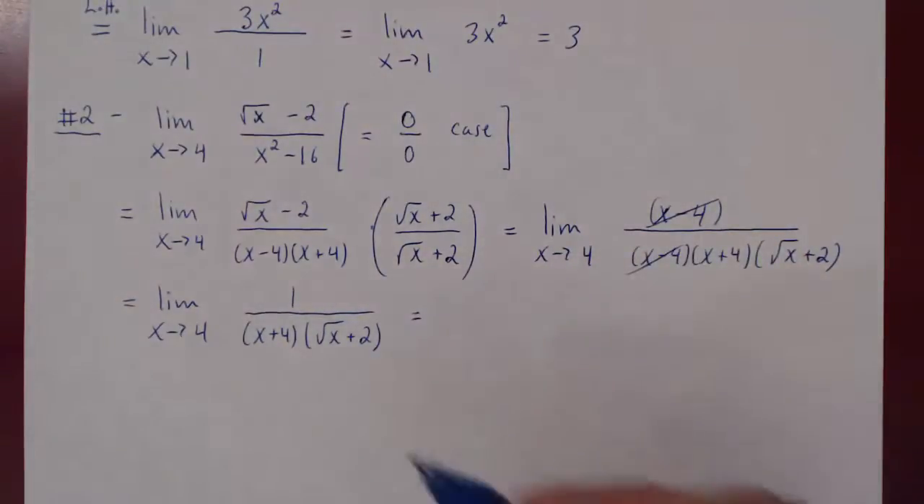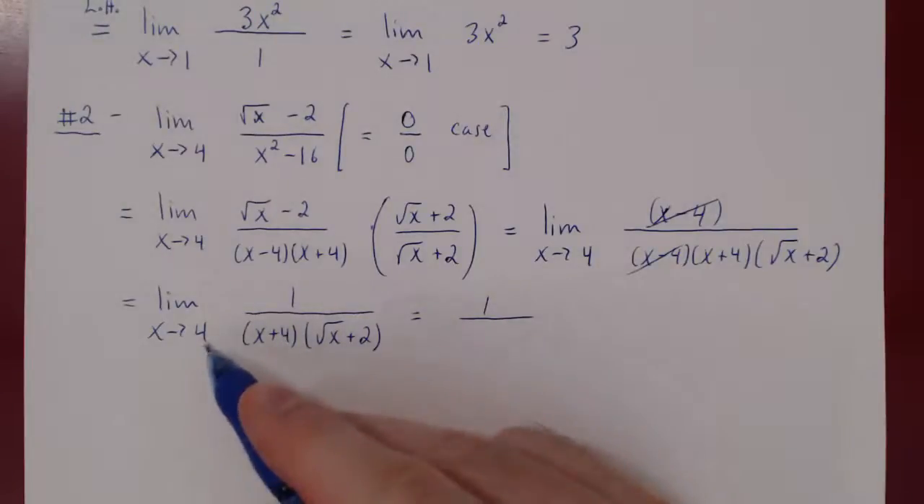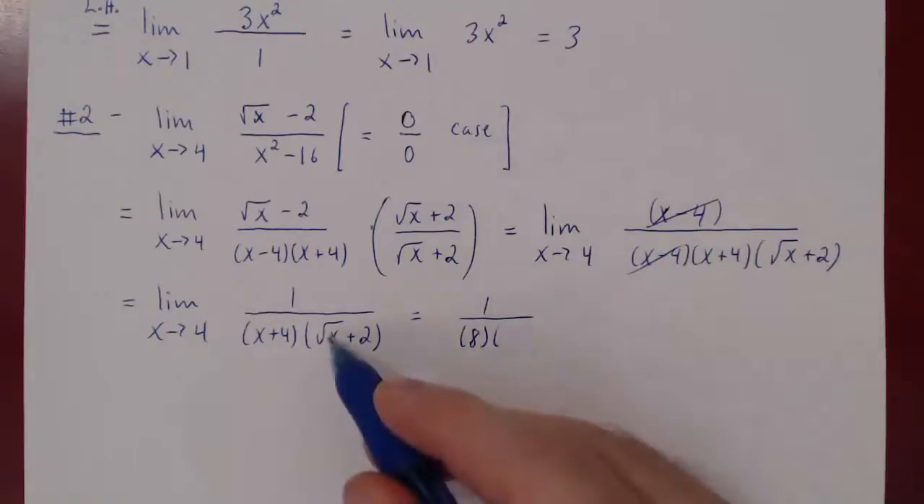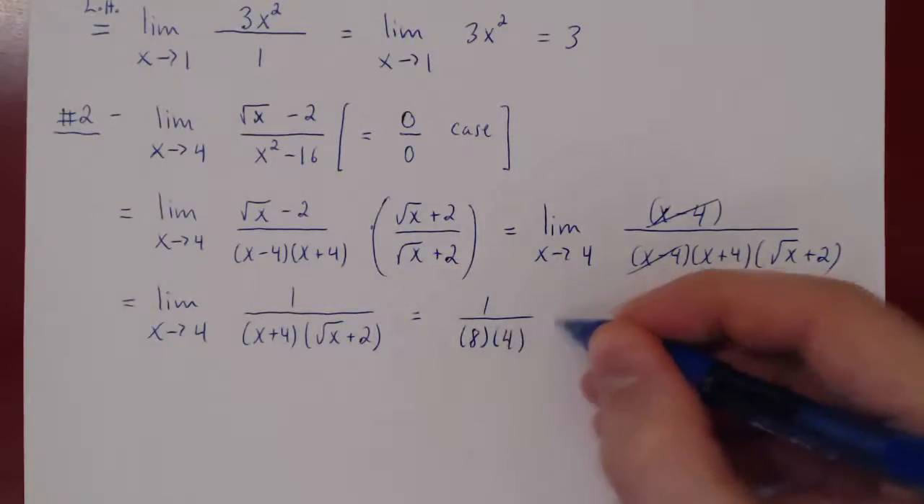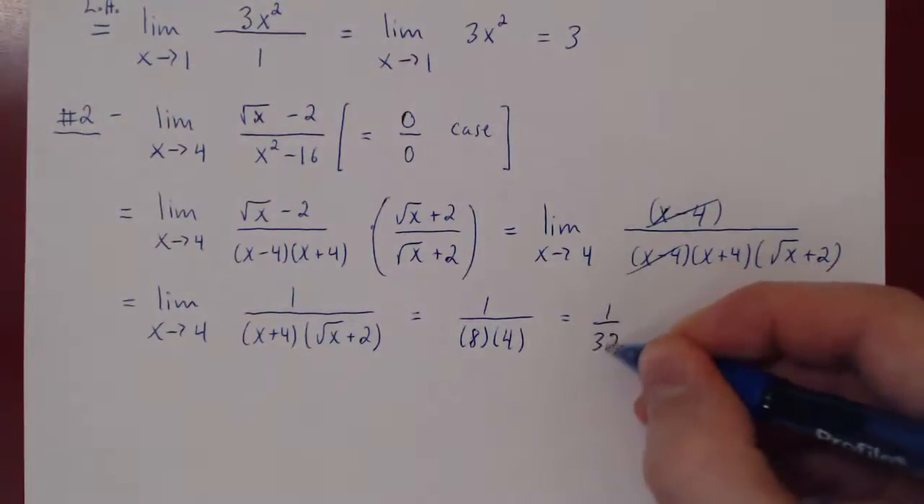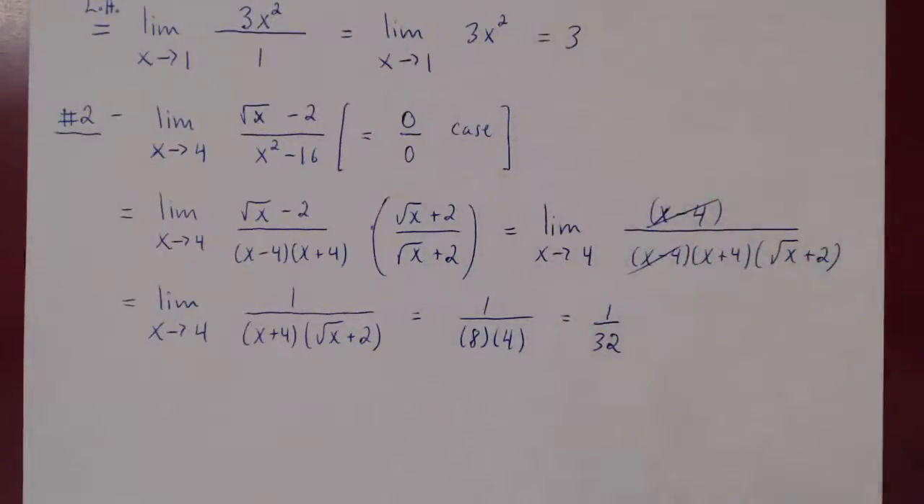Well, what are we going to have here? 1 over x plus 4 will approach 4 plus 4, which is 8, times root of 4 gives you 2. 2 plus 2 is 4. So you have 1 over 4 times 8, which is 32. The limit is 1 over 32, using an old method of conjugation.